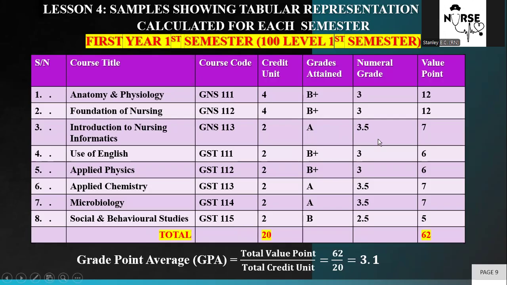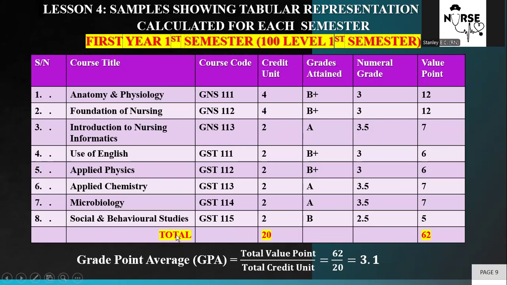You see that? Okay, so let's go to value point. I said this value point is gotten when you multiply the credit unit by the numeral grade. Credit unit is 4 for anatomy, numeral grade is 3. 4 times 3 will give us 12. Credit unit for FON, 4 multiplied by 3, will also give us 12. So when you multiply the credit units with the numeral grades, you get the value point.